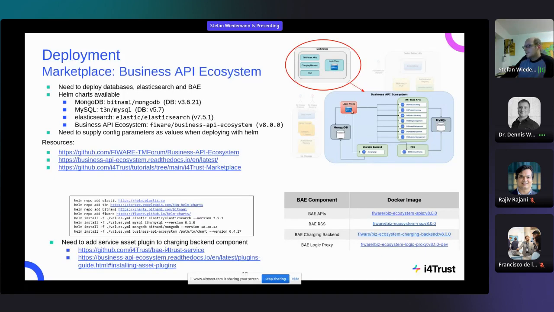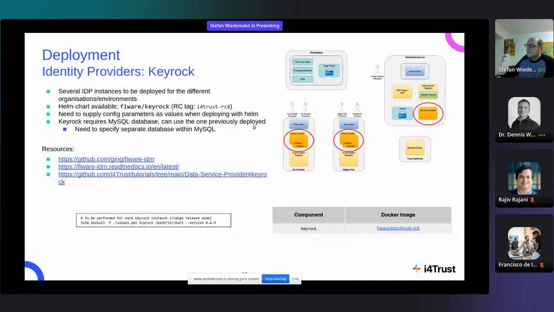The marketplace is a microservice architecture consisting of the logic proxy, the charging backend, and some additional APIs that will be deployed all together with their databases. We also have the identity provider, Keyrock, which needs to be deployed for Node, Cheaper, Happy Pets, and Packet Delivery. We also have Helm charts available for that. So you can find recommendations on how to set it up on Kubernetes. You can also set it up on Docker, depending on your requirements.